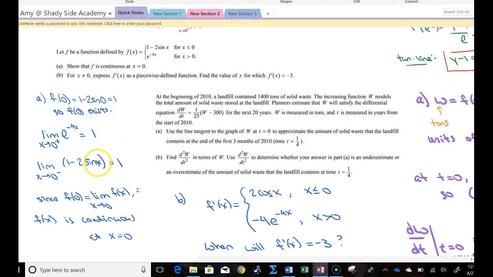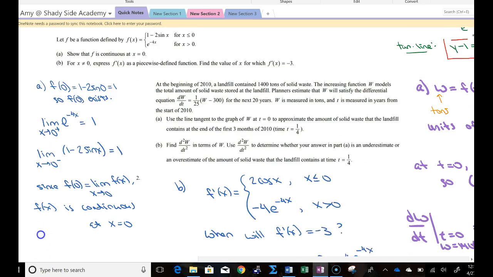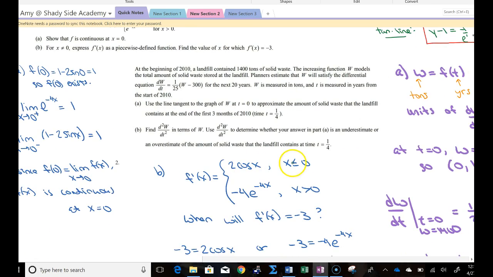Since the limit exists and equals 1 and the function exists and equals 1, and these two things are equal to one another, by the definition of continuity at a point, we can conclude that f of x is continuous at the point in question. B: find f prime as a piecewise defined function. Here it is. Here's f prime. Derivative of each piece, derivative of each piece.